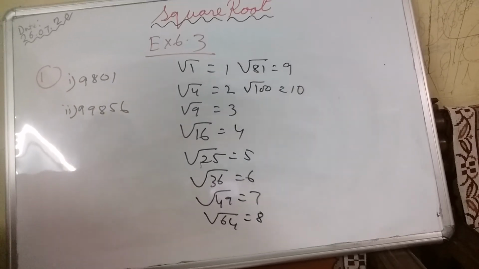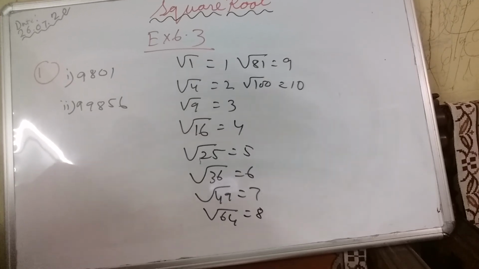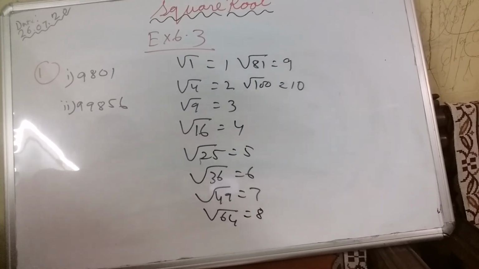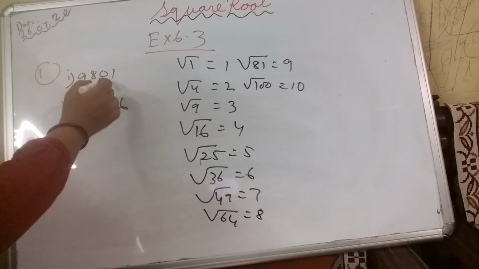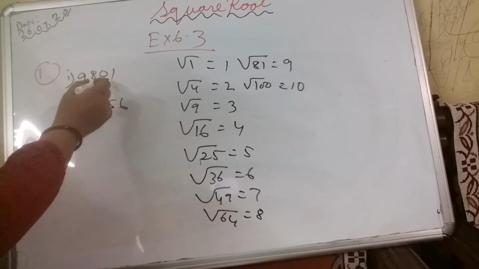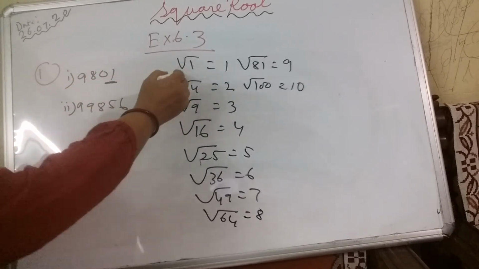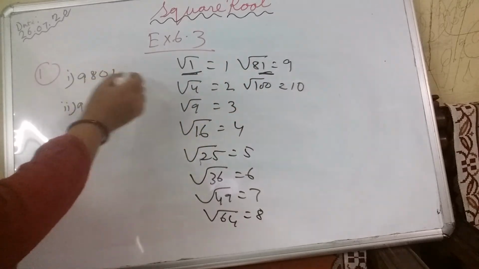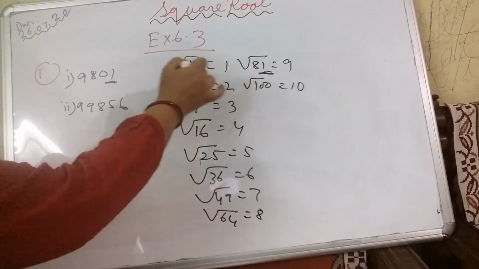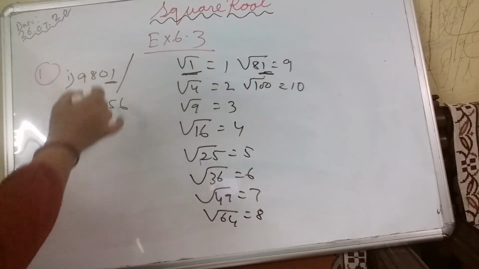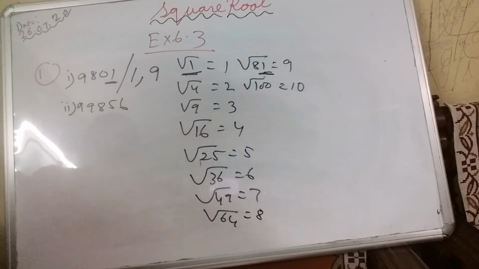Now let's quickly do some exercise. Exercise 6.3, question number 1. What could be the possible ones digit of the square root of each of the following numbers? That means what will be the digit in the ones place when you find its square root. So its unit place is 1. So it can be where you get 1, when that number is 81 or 1. That means that square root may have 1 or 9 at its unit place.